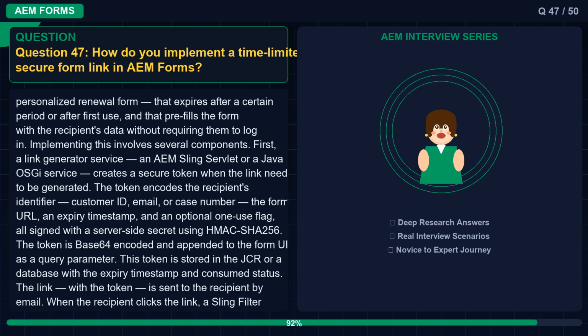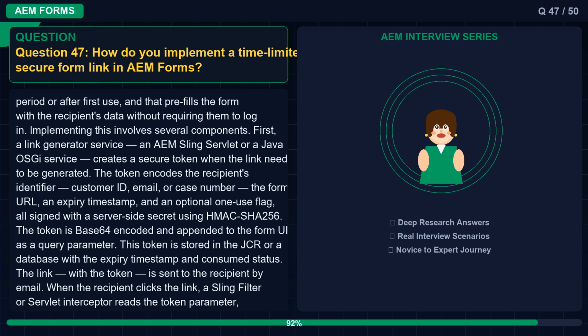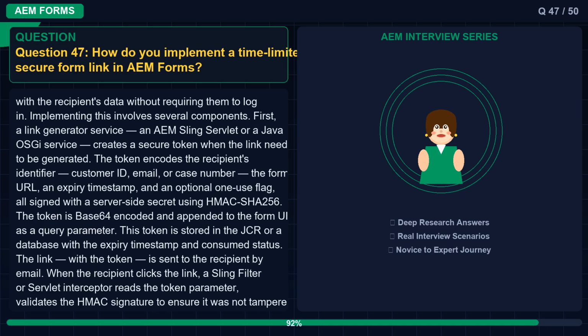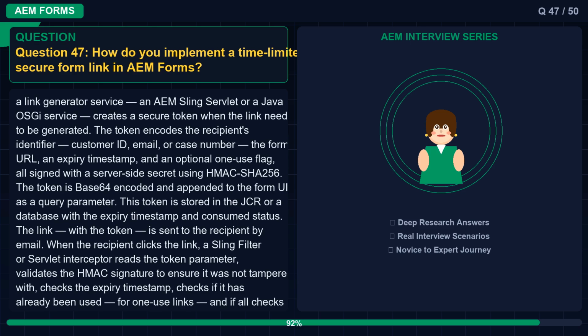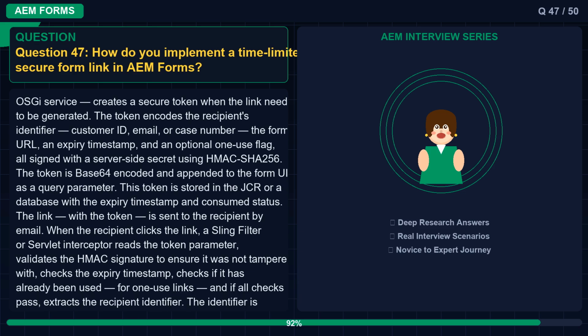Implementing this involves several components. First, a link generator service, an AEM Sling servlet or a Java OSGi service, creates a secure token when the link needs to be generated. The token encodes the recipient's identifier, customer ID, email, or case number, the form URL, an expiry timestamp, and an optional one-use flag, all signed with a server-side secret using HMAC SHA-256. The token is base64 encoded and appended to the form URL as a query parameter.